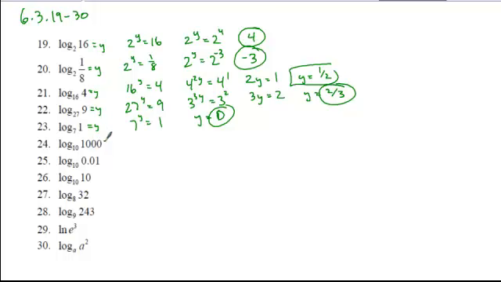In problem 24, you have base 10 to the power of y is equal to 1,000. If you think of 1,000 as an exponent of the base, 10 to the 3rd, you get y is equal to 3.